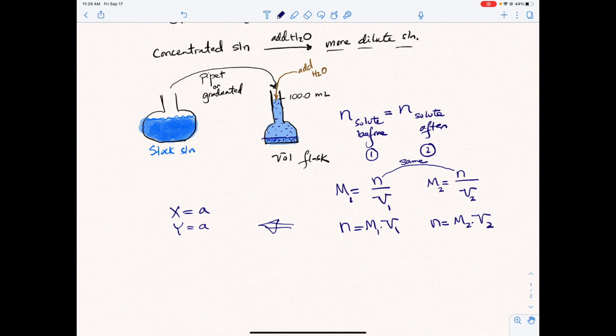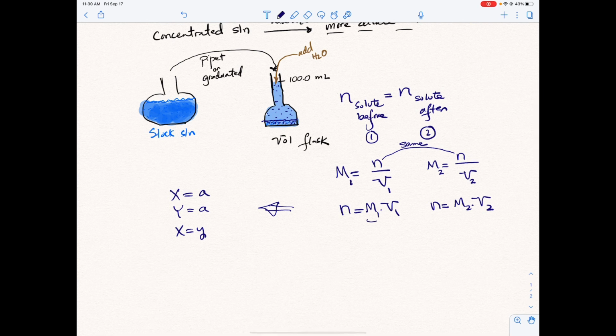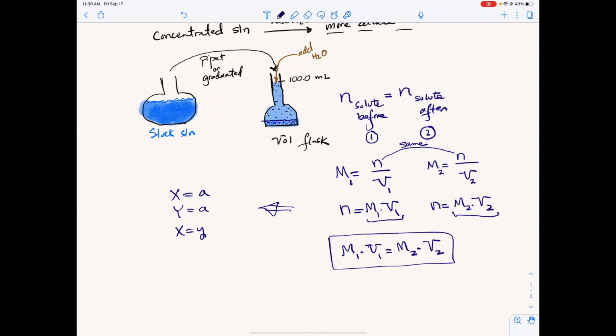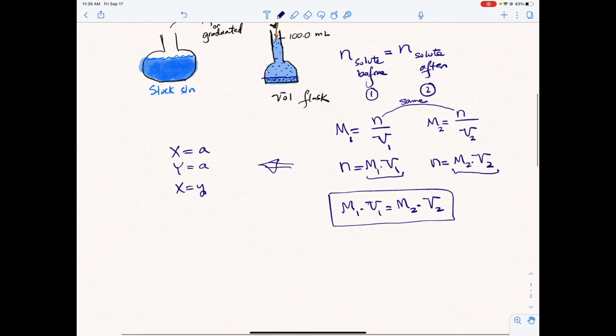Because these two quantities are equal to the same A, we can conclude that X is equal to Y. So now I'm going to take the right sides and make them equal to each other. So the important dilution equation in terms of molarity is M1V1 = M2V2. This is a very important equation to memorize and understand.